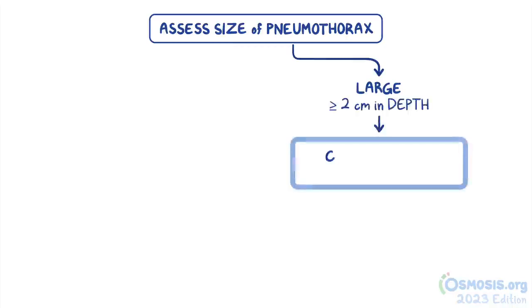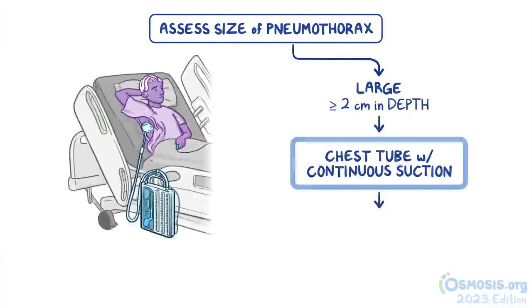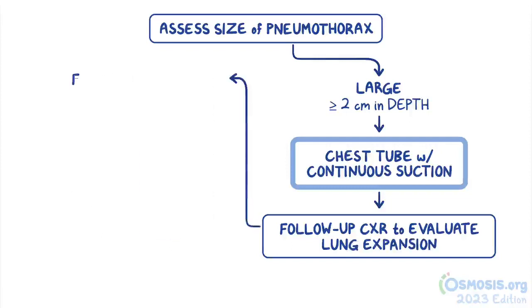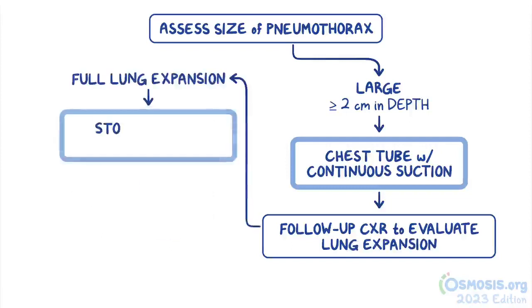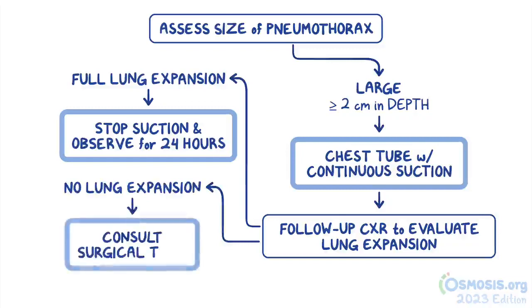On the other hand, if the pneumothorax is large, in other words, there's 2 centimeters or more in depth, then you will place a chest tube and attach it to continuous suction. Next, order a follow-up chest x-ray to evaluate the lung expansion. If there's full lung expansion, stop the suction and observe your patient for an additional 24 hours. But if the x-ray reveals no lung expansion, make sure to consult the surgical team.